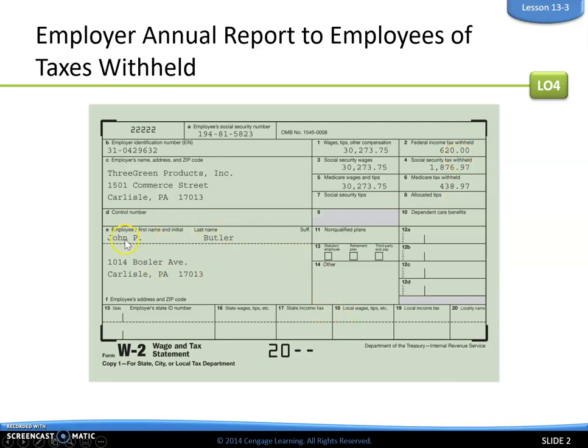When we look down here, we get information about that employee. So their name, first name, last name, and address.